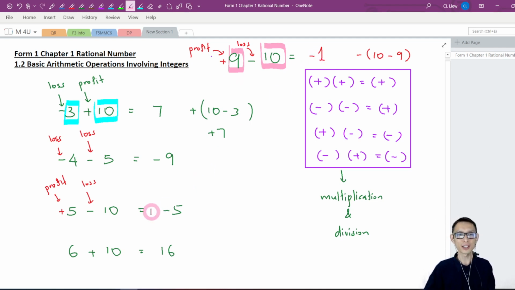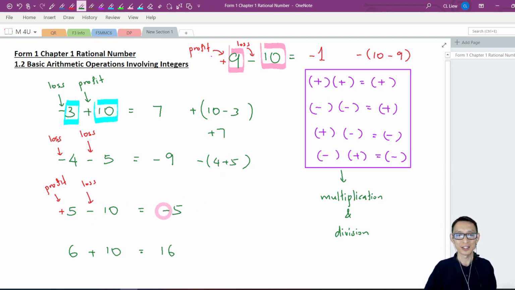Okay? Now, if you see two numbers having the same sign, positive, positive, or negative, negative, we just add up the two numbers and then follow their sign. Why? This is a loss of 4 ringgit, this is a loss of 5 ringgit. Eventually, the answer must still be a loss, right? Still incur a loss. So you take these two numbers and add up together. How do we get negative 9? 4 plus 5, and then we follow their sign. Okay, negative 9.